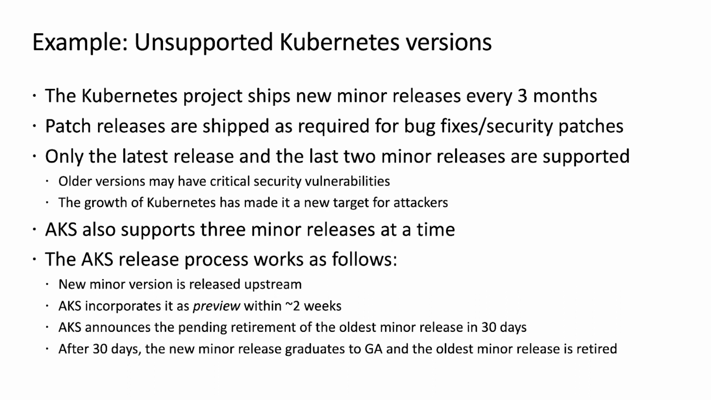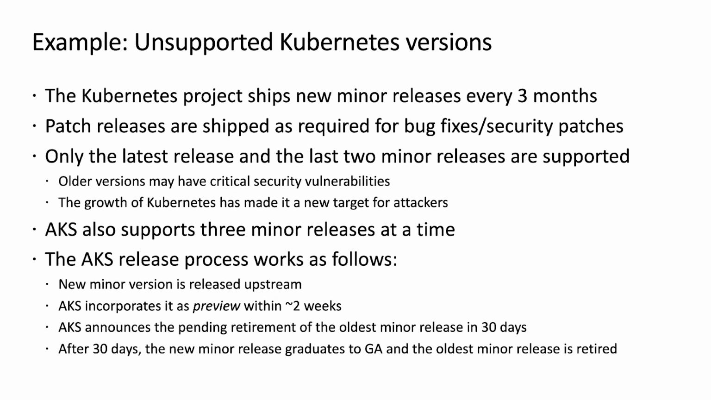In the upstream project, only the latest release and the last 2 minor releases are supported. So at any given time, you've got roughly the last 9 months of releases being supported. And what this means is that if you're running a version that is older than that, you may be running one that has critical security vulnerabilities, certainly potentially performance issues and other bugs. But security vulnerability is obviously the most important here.